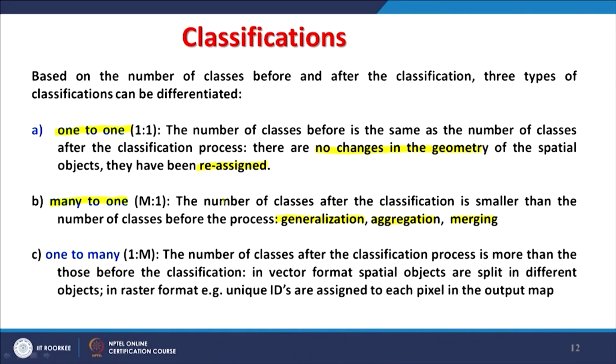The third possibility is one-to-many. That means I am now expanding, and of course the reassignment is being done, and I might be splitting my already existing objects or classes. So I may be going for a larger number of classes. So, three types: one-to-one, many-to-one, and one-to-many. All these three, sometimes for special purposes, we have to do on our data so that we can then compare with other layers, other themes or other data sets.